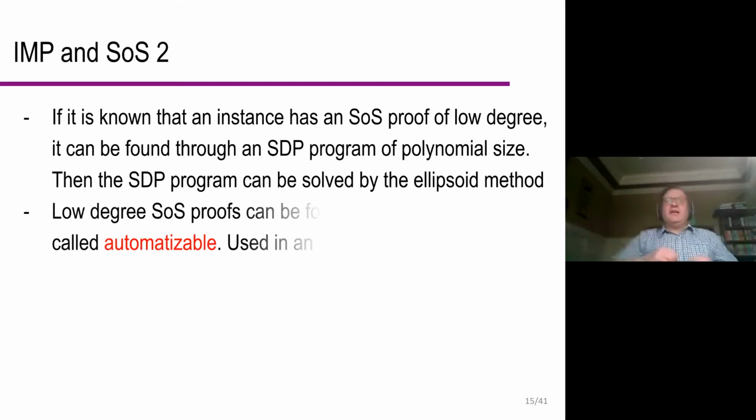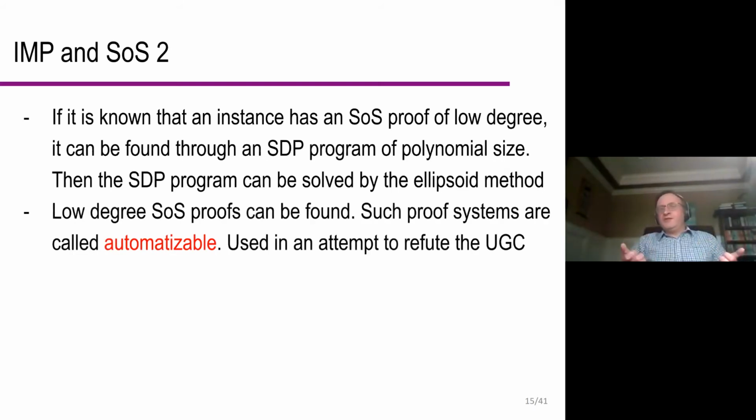Right? So in this case, if a low degree SOS proof exists, it can be found. We can verify if it exists, if we know that if it exists, it has to be low degree. Proof systems like this are called automatizable. Say Nullstellensatz proof system is automatizable, and SOS proof system is also automatizable. Right? Well, that's a very good property, because this means that we can use such systems to actually solve problems, not only prove something about properties of problems.